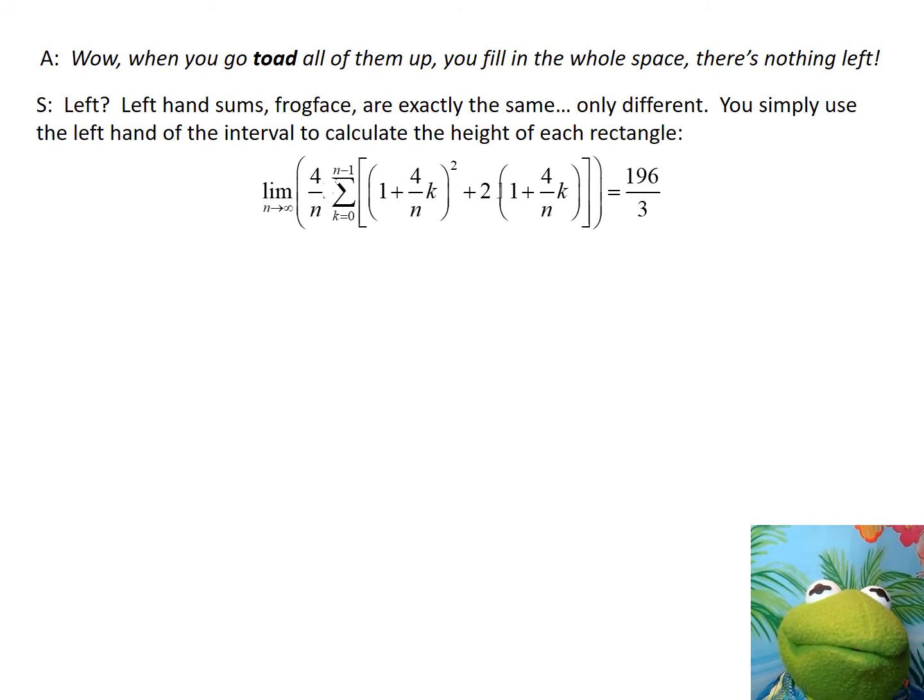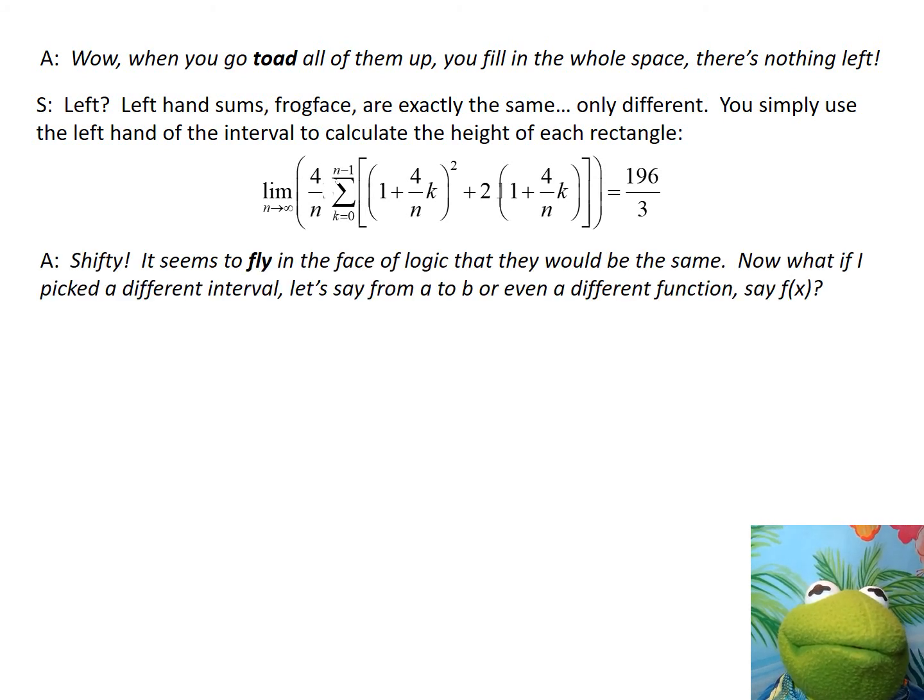Left-hand sums, frog face, are exactly the same, only different. You simply use the left hand of the interval to calculate the height of each rectangle. The limit as n goes to infinity of 4 over n times the summation as k goes from 0 to n minus 1 of the quantity 1 plus 4 over n times k squared plus 2 times the quantity 1 plus 4 over n times k is equal to 196 thirds. Shifty! It seems to fly in the face of logic that they would be the same.